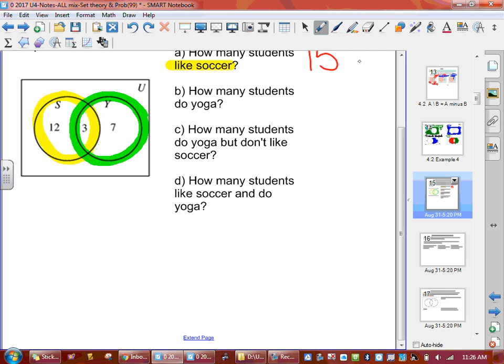How many students do yoga but don't like soccer? 7. Good. How many like soccer but don't do yoga? Oh, sorry, and do yoga. This one is the overlap, which is 3. So we have to be able to identify different regions.